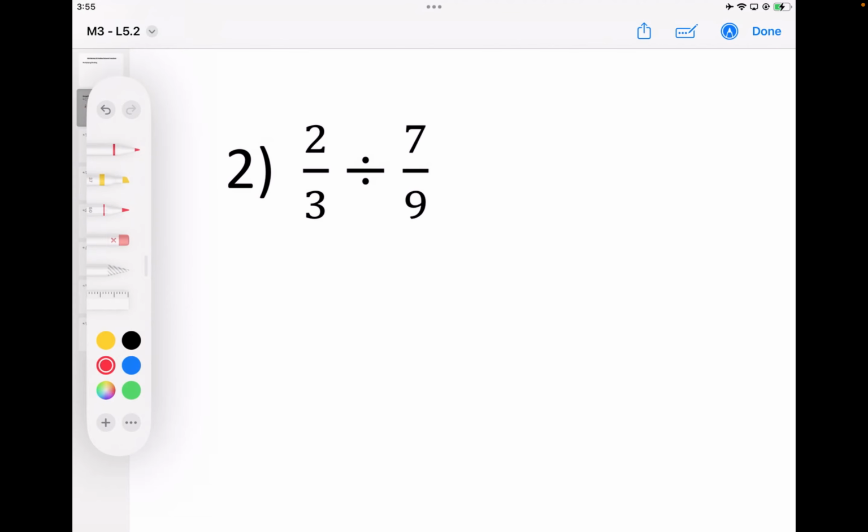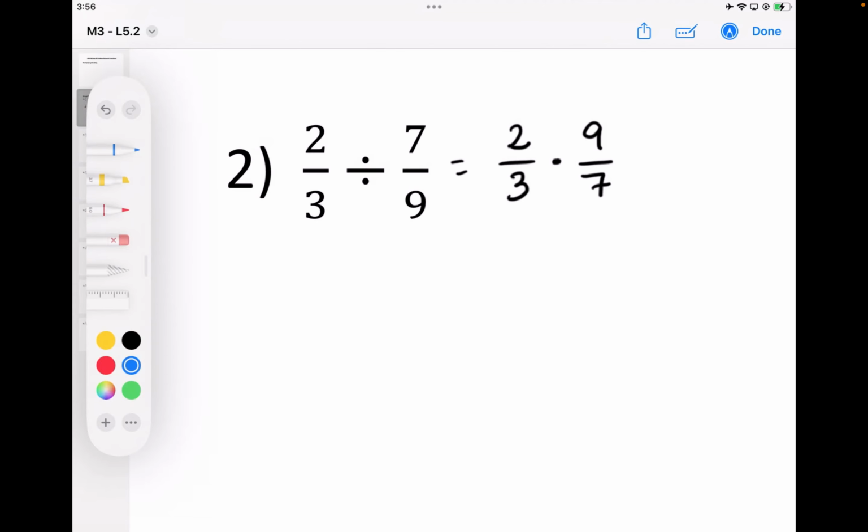So 2 over 3 divided by 7/9. This is a division problem. When it comes to division problems, the first thing you want to do is change it to a multiplication problem. And the way you do that is you keep the first fraction the same, and then you multiply by the reciprocal of the second fraction. Some people use the saying keep, change, flip, or copy dot flip to remember that process.